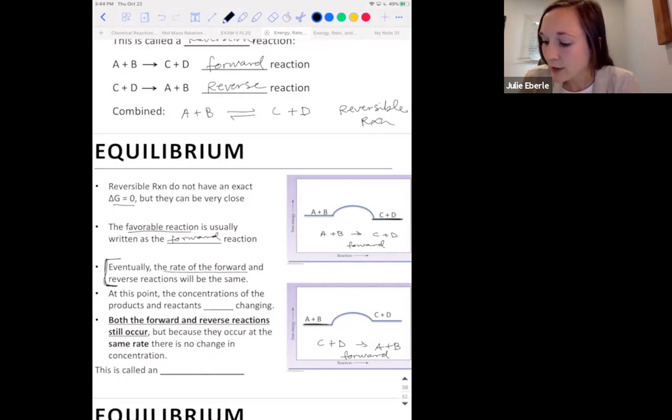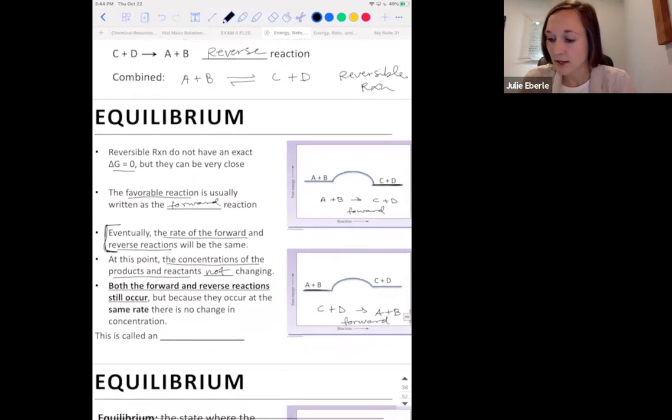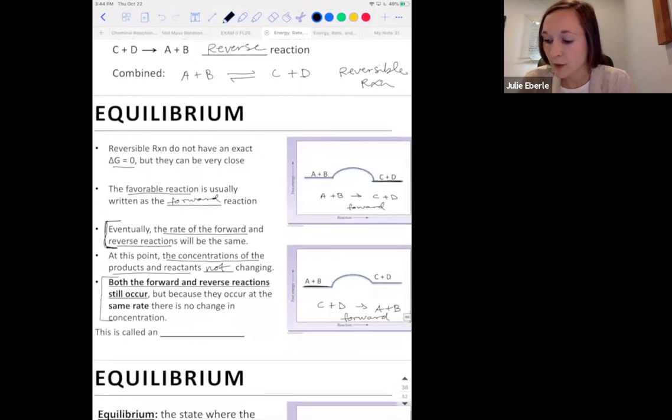Eventually, the rate of the forward and the reverse reactions will be the same. And at this point, the concentrations of the products and the reactants are not changing. When you're doing reactions, but you're not changing the concentrations anymore of your reactants or products, you have reached a state of equilibrium. I'm going to say that again. Both the forward and reverse reactions are still occurring.